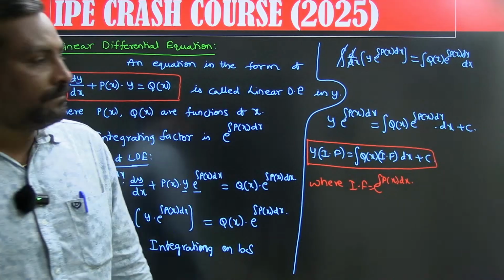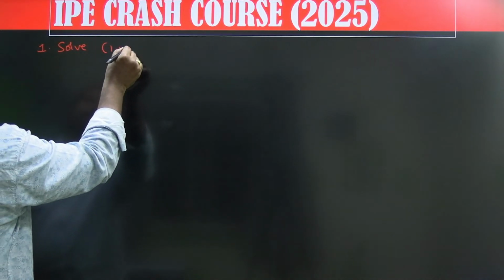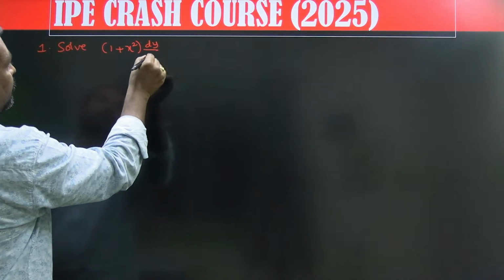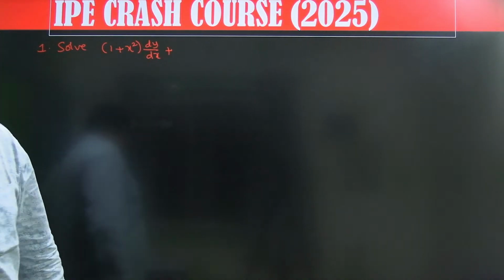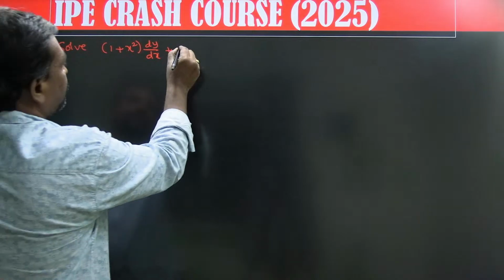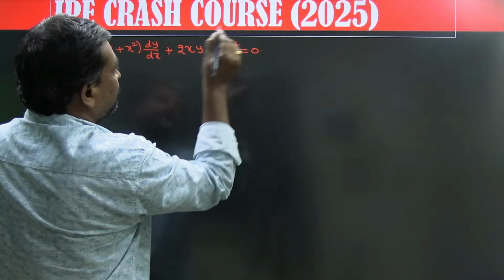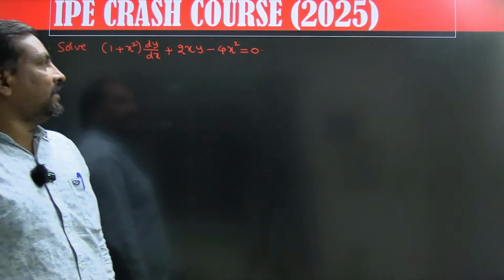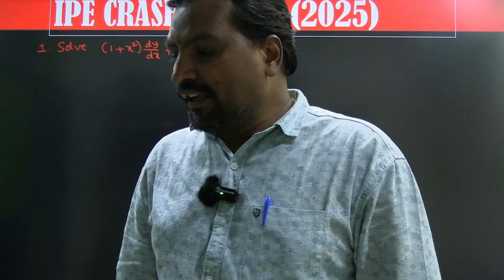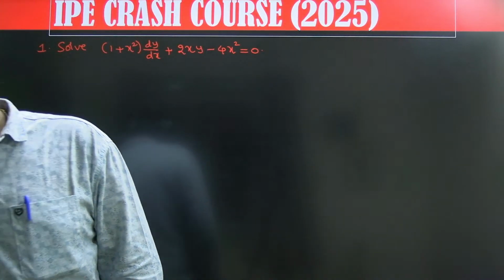So first problem, solve (1 plus x square) into dy by dx plus 2xy minus 4x square is equal to 0. (1 plus x square) into dy by dx plus 2xy minus 4x square is equal to 0. We have to find out the solution for this equation.